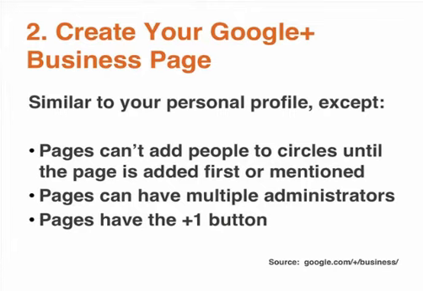But you can't add people to circles until the page is added first or mentioned. So, in other words, what this is saying is that a business page cannot go around and make connections with individuals in Google+ unless those individuals have somehow indicated that they're interested in having that connection, okay? So you're limited in what you can do with a business page to a degree. That's why you really want to have your personal page as well.